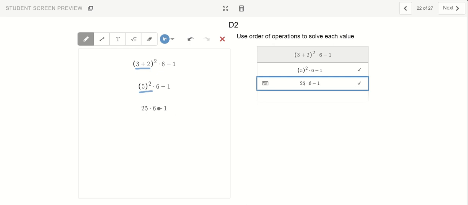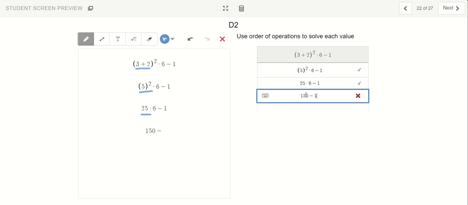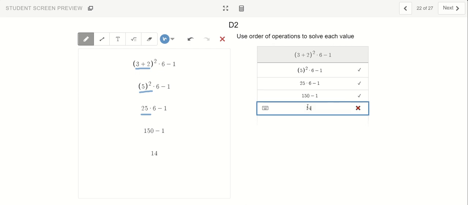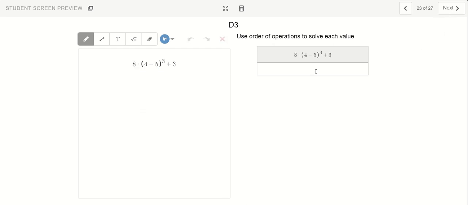Okay. Before I subtract, I need to do multiplication. 25 times 6 is 150. And 150 minus 1 is 149. Okay. Here we have a few more. First, I'm going to do the parentheses first. So I'm going to copy and paste. 4 minus 5 becomes negative 1.